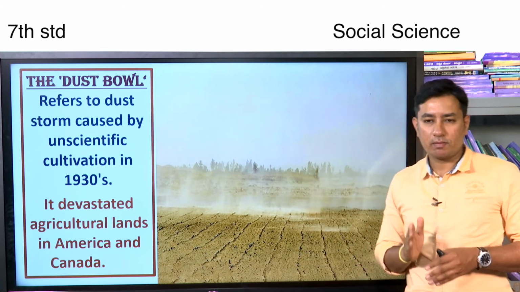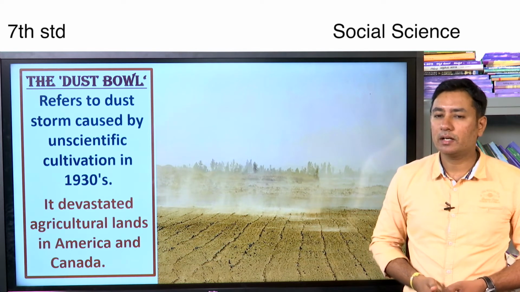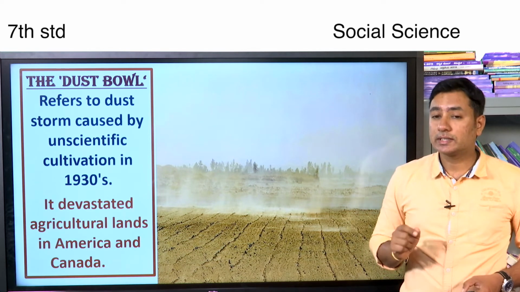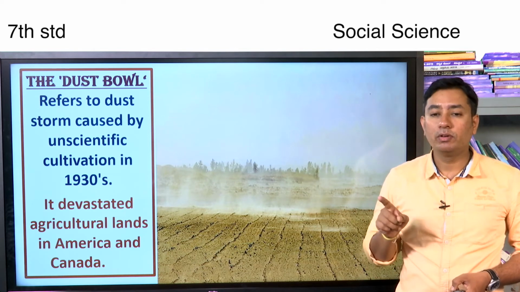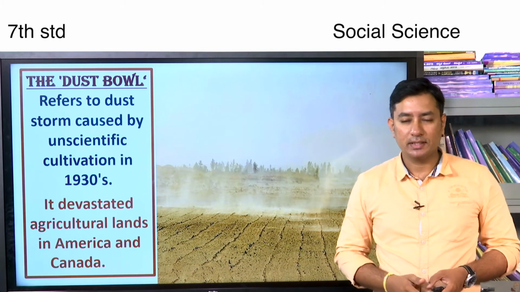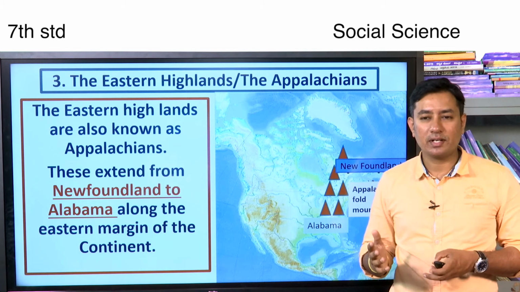Okay, so it devastated the entire food crop grown area of the North American continent. So this is a lesson for India too. Whenever we are doing agriculture, we will have to do it scientifically. Is it not, children? The third one is the Appalachian Mountains or the Eastern Highlands.